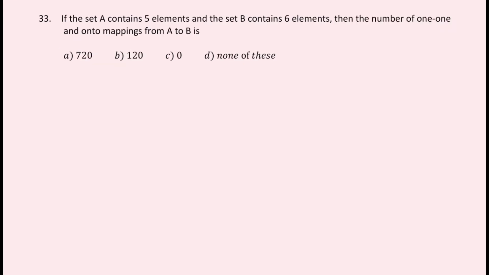Let's do question 33. If the set A contains 5 elements and set B contains 6 elements, then the number of 1-1 and onto mappings from A to B is. N of A is 5. N of B is 6. Set A has 5 elements and set B has 6 elements. It is a 1-1 mapping.